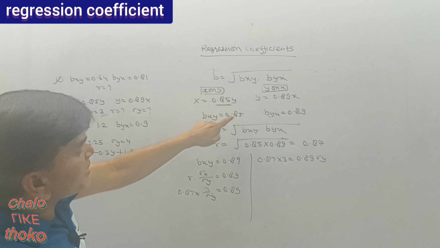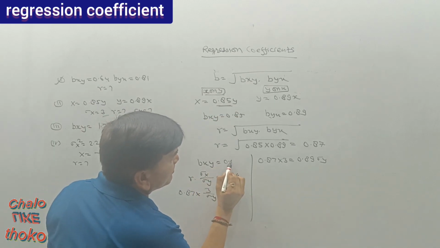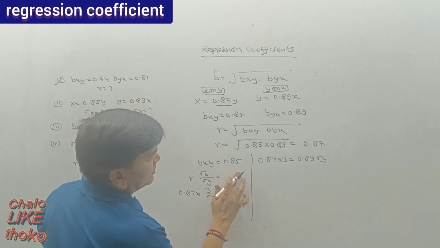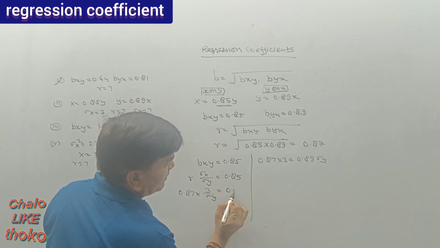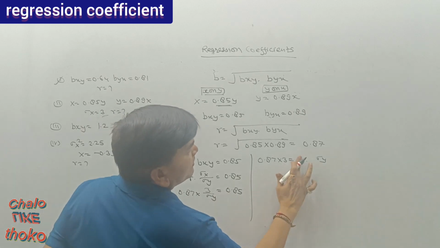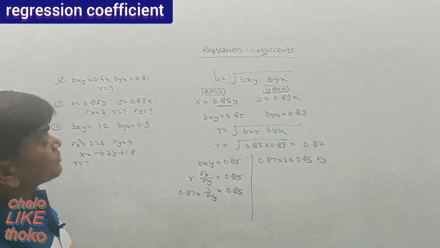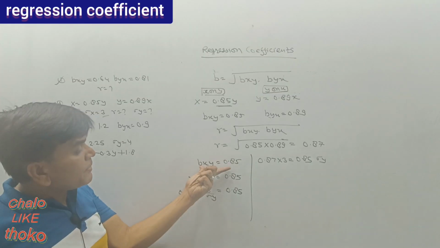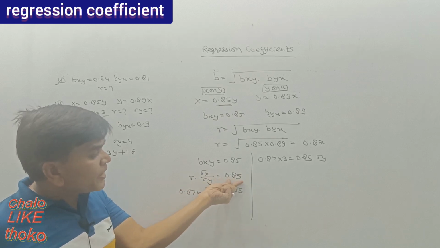bxy, okay, we are having a mistake. bxy is 0.85. That's why I was feeling some mistake was over there. So there will be 0.85, not 0.89. The bxy value is 0.85. bxy is r times standard deviation of x upon standard deviation of y, that is 0.85.